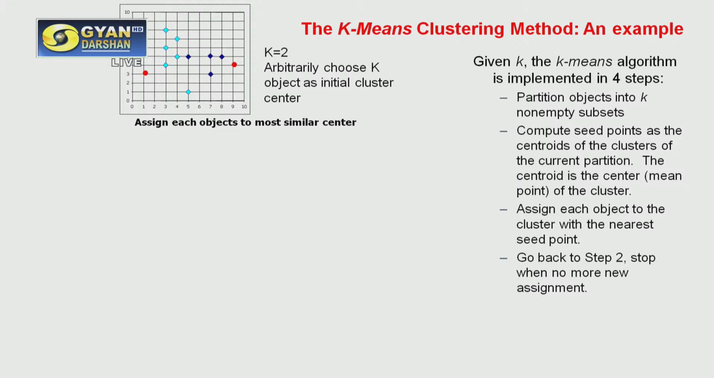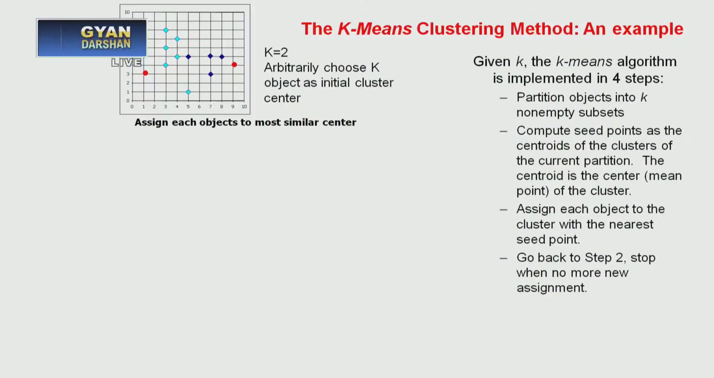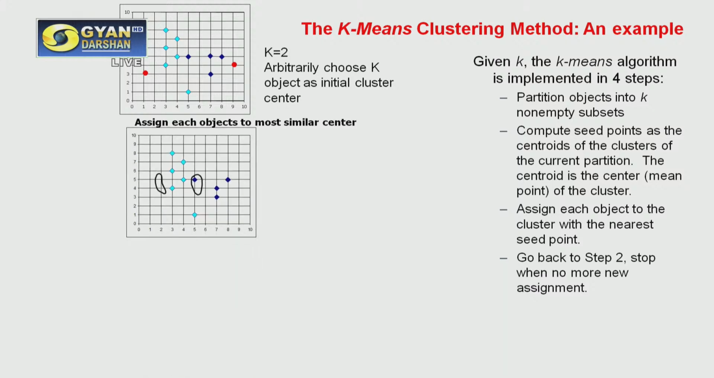Now after this, what we are going to do is assign each and every single object to the most similar center. Now how do we know the most similar? Once again I am repeating, it is based on the distance. The distance between that red point and the remaining points we have in this graph. Whichever has the least distance will belong to that particular cluster.